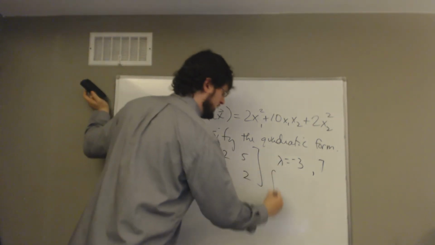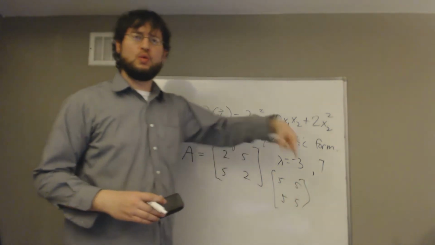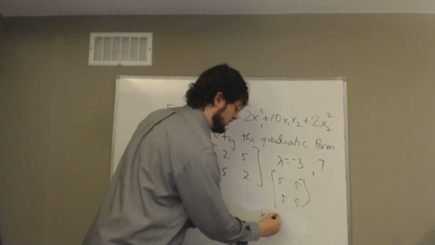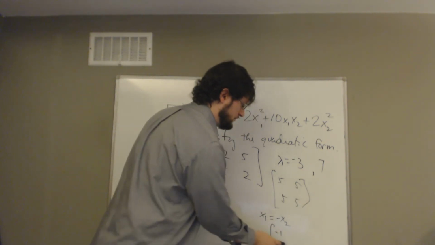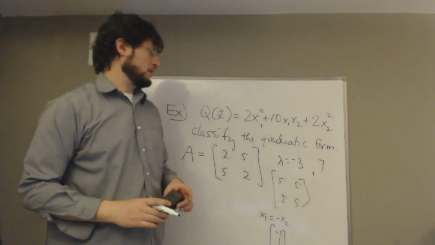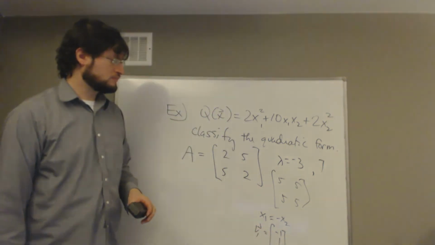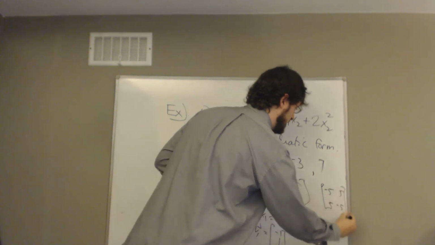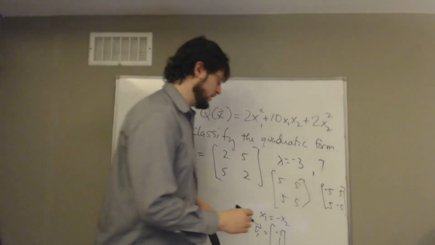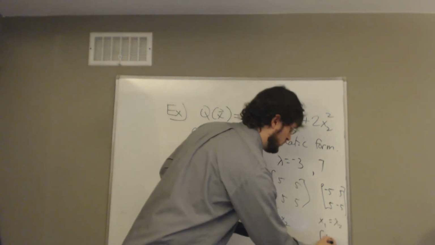If lambda is -3, this corresponds to 5, 5, 5, 5, which row reduces to 1, 1, and then 0, 0, which says that x1 is equal to -x2. x2 is free, so we get the vector -1, 1. I went through that quickly, but if you go through all of those details, this is what we would find. For 7, this corresponds to the matrix -5, 5, 5, -5, which when we row reduce, we'll get -1, 1, which says that x1 is equal to x2, which gets us the vector 1, 1.